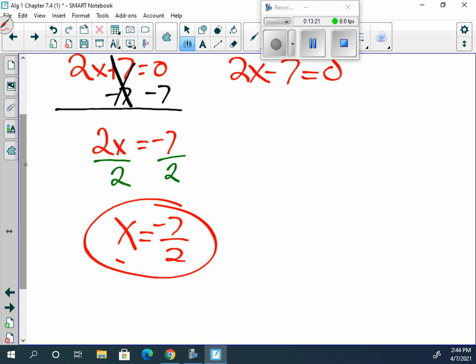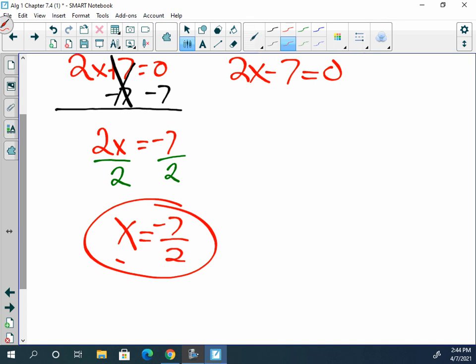Any questions on this here? So let's go on and do the other one. So what would we do for it here? What would we do first? Yes. So here we can add 7 to both sides, because since the 7 is negative, we would add it to both sides, because negative 7 plus 7 is 0. So we have 2x. 0 plus 7 is 7.